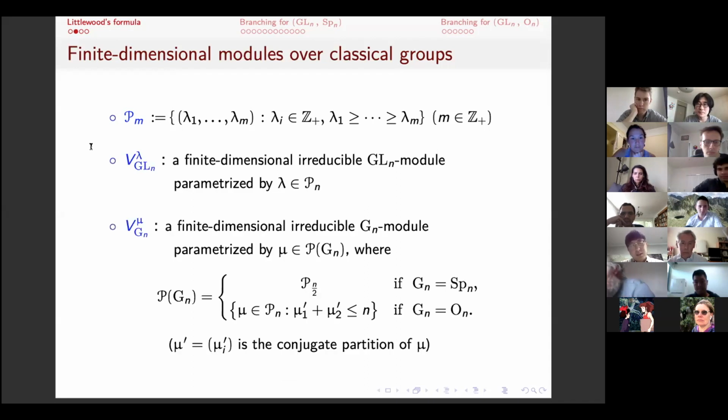Similarly, for a classical group G_n, there is a one-to-one correspondence between finite-dimensional irreducible G_n modules and a certain partition set depending on G_n. So we also denote by V sub G_n mu a finite-dimensional irreducible G_n module parameterized by the partition mu.